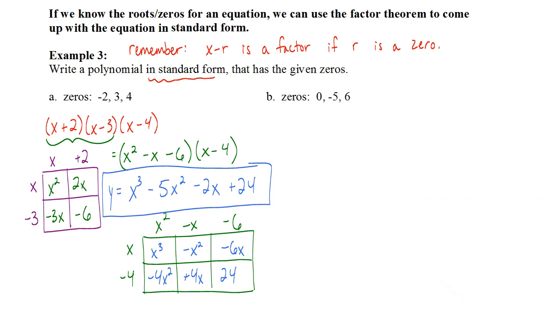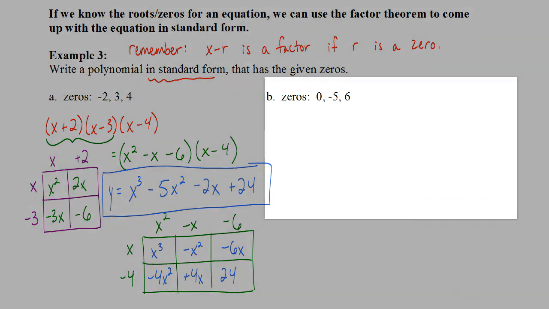So again, the key here is you start by just putting the zeros into factored form, and then from factored form, multiply pieces together to get your answer in standard form. Let's start by looking at the next one together, and then I'll have you multiply it together on your own.